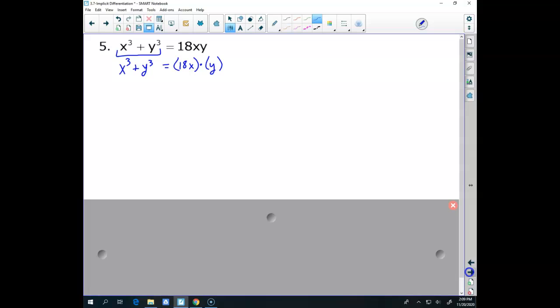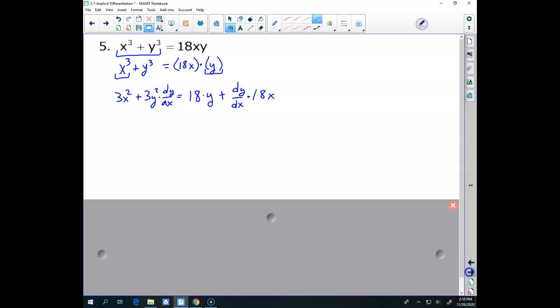So what I got to do here is I got to take the derivative of this term. Well, that's 3x squared dx/dx, which is 1, plus 3y squared times dy/dx equals, now I got to take the derivative of my product. Well, the derivative of the first term is 18 times the second term is y, plus the derivative of my second term here, well, that's just a dy/dx times the first term of 18x.